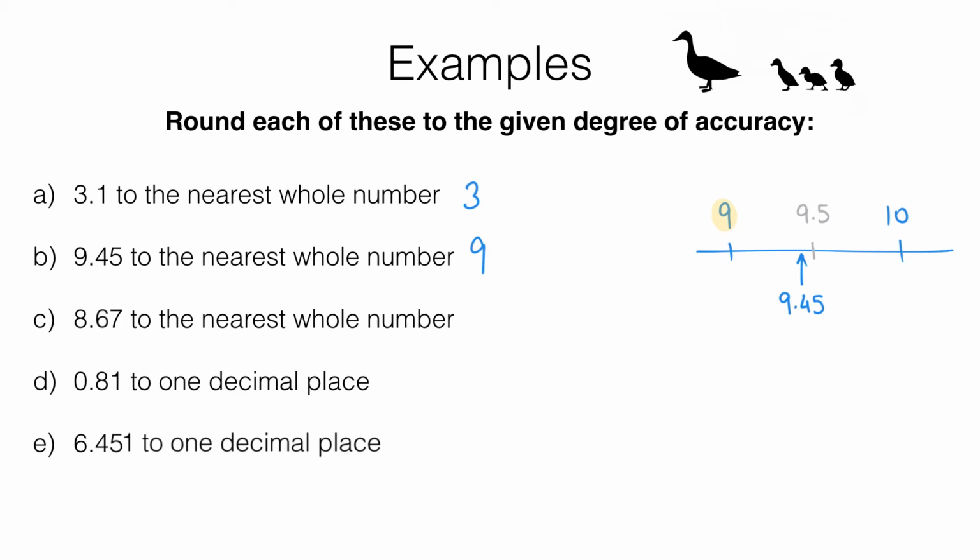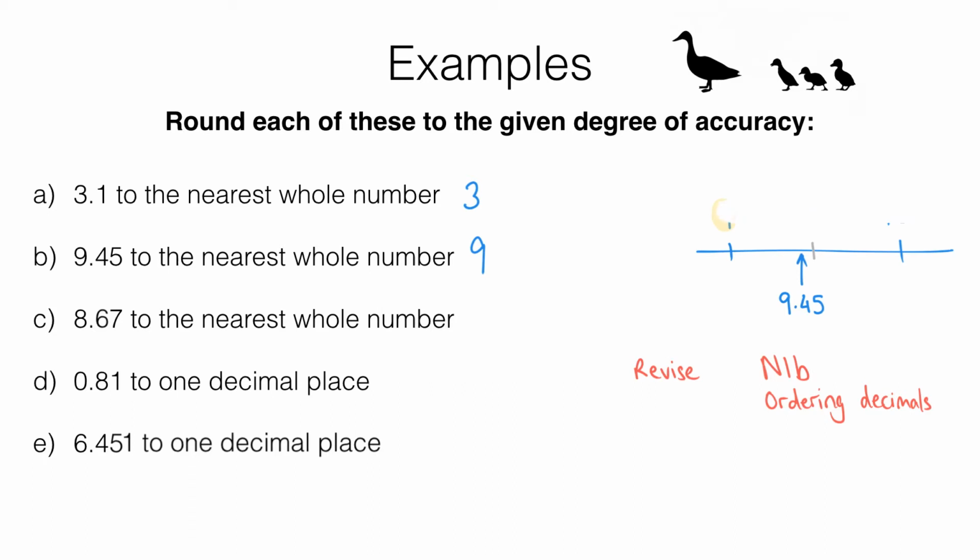By the way, if you're a bit confused about why I've put 9.45 to the left of 9.5, then you need to go back and check out topic N15a, which is on ordering decimals. Pause the video now and have a go at question C for yourself.